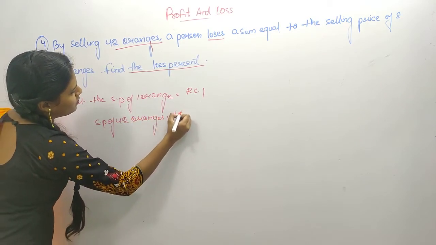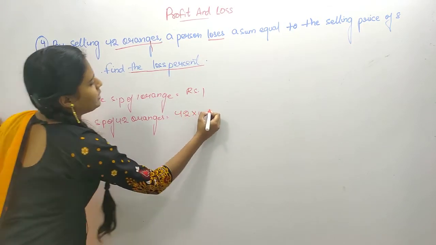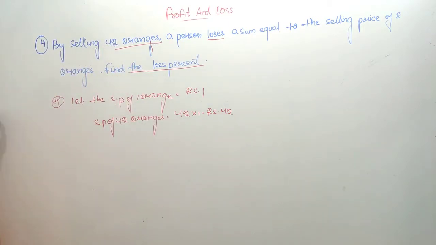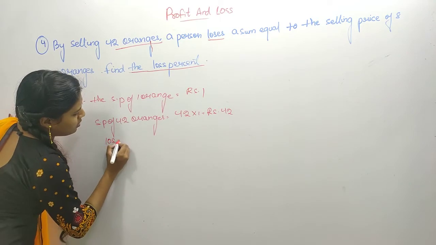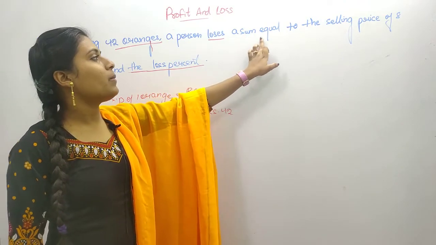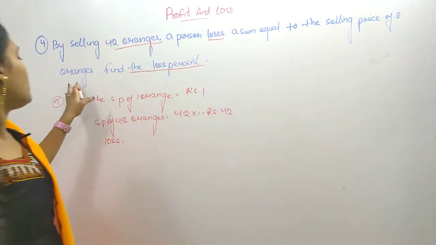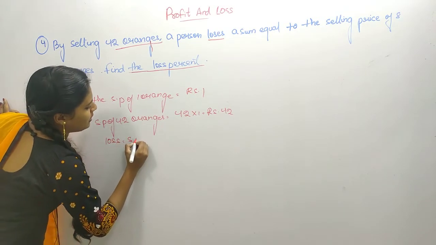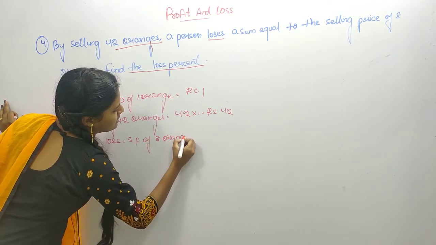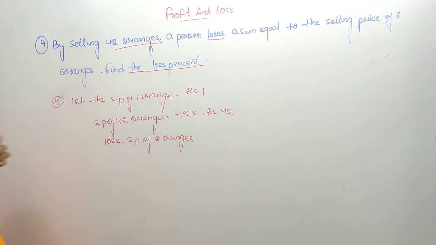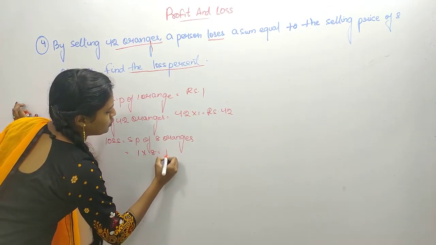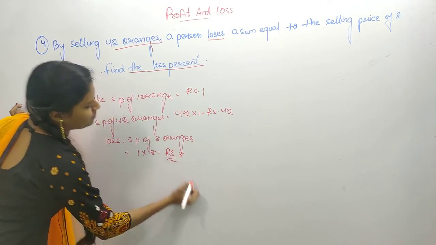SP is equal to 42 into 1, how much? Rupees 42. Now loss is given in the question: a person loses a sum equal to the selling price of 8 oranges. Loss is equal to the selling price of 8 oranges. Selling price of 8 oranges is equal to how much? Selling price 1 into 8 is equal to rupees 8.